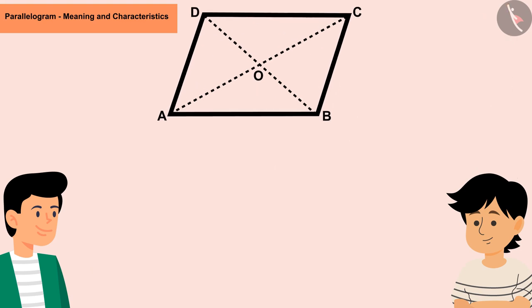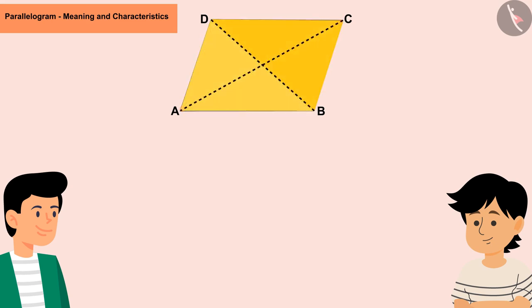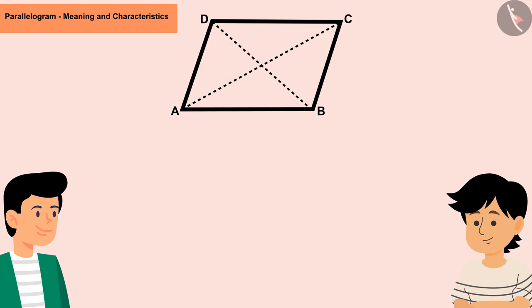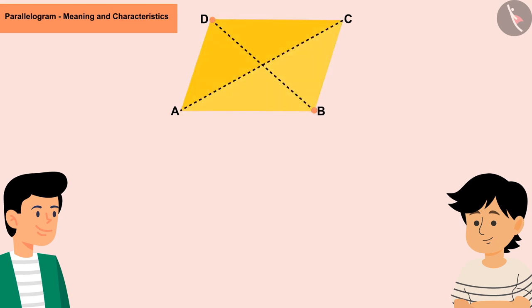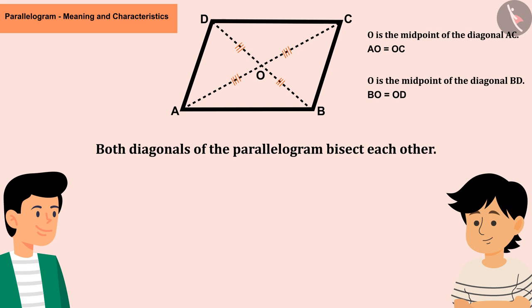If we fold this parallelogram in such a way that the vertex A completely covers vertex C, now, if we fold this quadrilateral in such a way that the vertex B comes over the vertex D, by doing this, we get the midpoint of the diagonal BD. This is point O. This is also the midpoint of the diagonal AC. Since the midpoint of the two diagonals is the same, we can say that both diagonals of the parallelogram bisect each other. You can verify this by measuring the diagonals with the help of a scale.